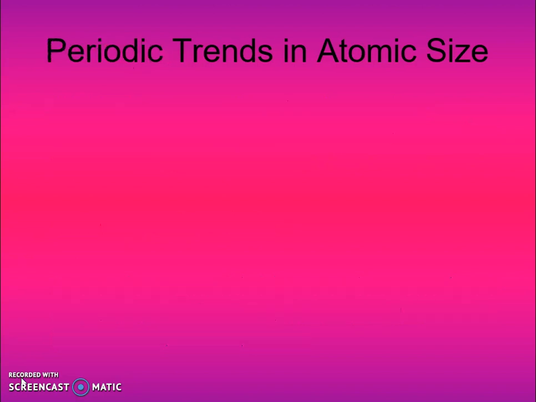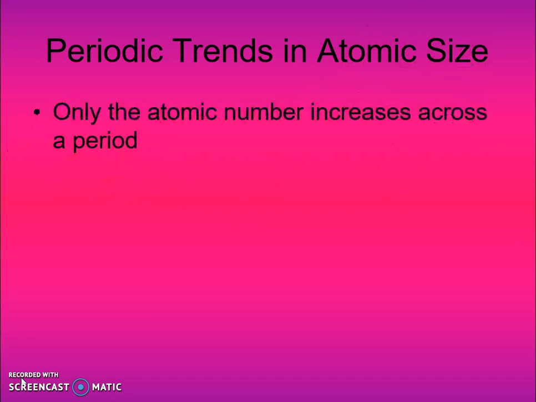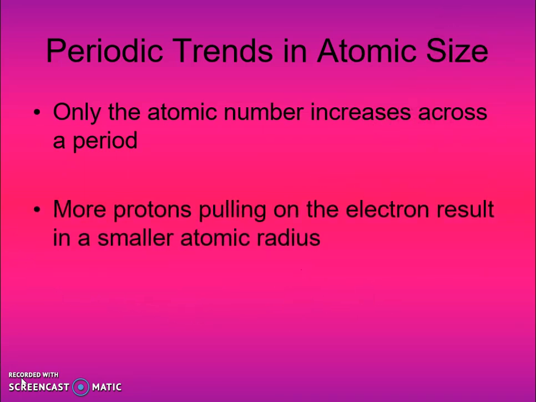However, as you work across a period, you're usually filling into the same energy level. You're not gaining any shielding as you work your way across. Only the atomic number, the number of protons in the center, is changing, so it causes the atoms to get smaller as you work left to right, because now I have a greater pull on the electrons from the center, but the same amount of shielding from the inner electrons to the outer electrons. Therefore the atoms shrink and get a little bit smaller because of the greater pull from the center protons.